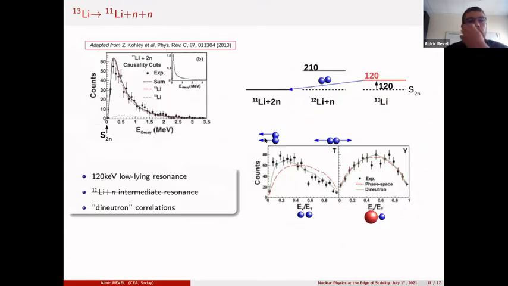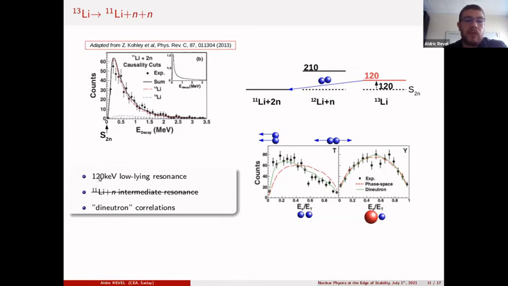As I mentioned, there are several systems for which we observed low energy, narrow resonances in proximity to the 2-neutron emission threshold. One of the systems is lithium-13, which is somehow similar to beryllium-16, as it's a 2-neutron unbound nucleus for which the lowest resonance available in lithium-12 is at about 210 keV. So in this case, we cannot see any kind of sequential decay. We expect pure direct decay.